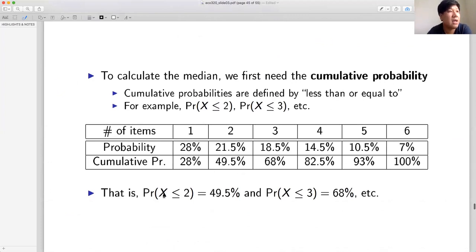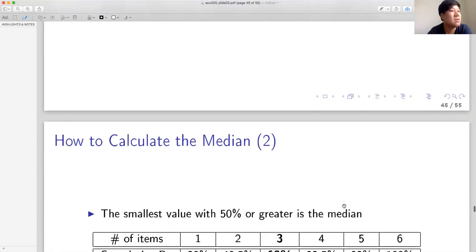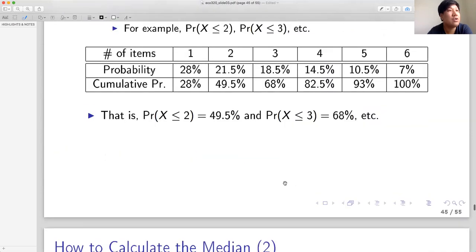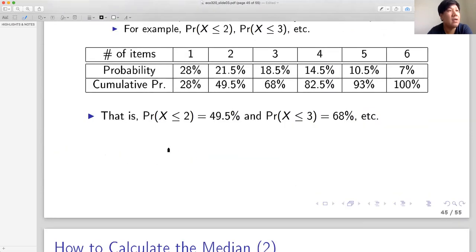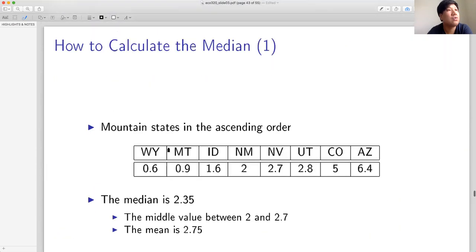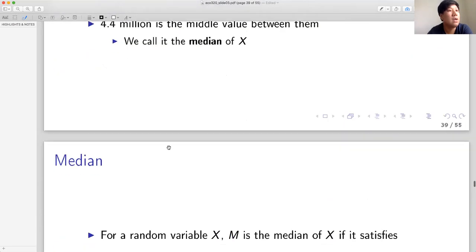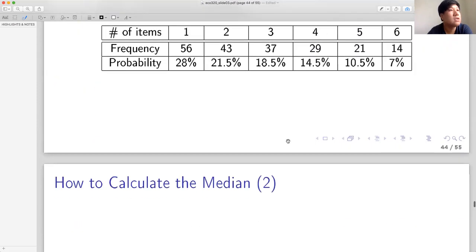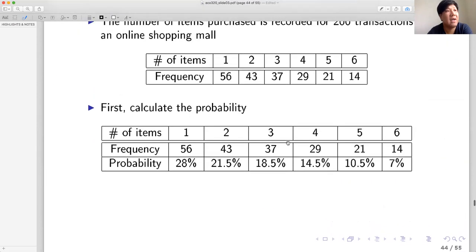For example, probability x less than or equal to 49, etc. So we want to find the median. That should satisfy the two conditions, right? Again, these are the two important conditions. This is very, very important. So we want to find it with some trial and error.